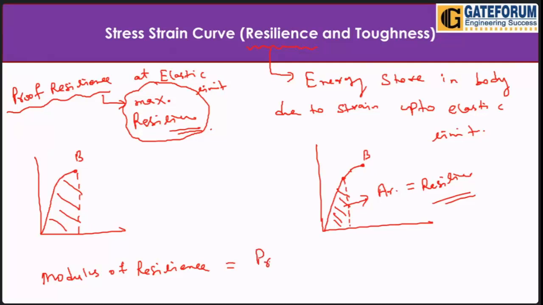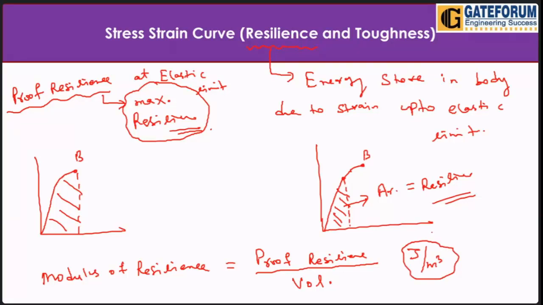That is proof resilience divided by per unit volume. Proof resilience per unit volume is known as modulus of resilience. The unit will be joule per meter cube or joule per mm cube.